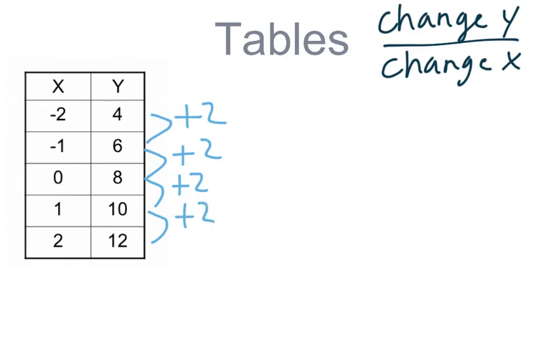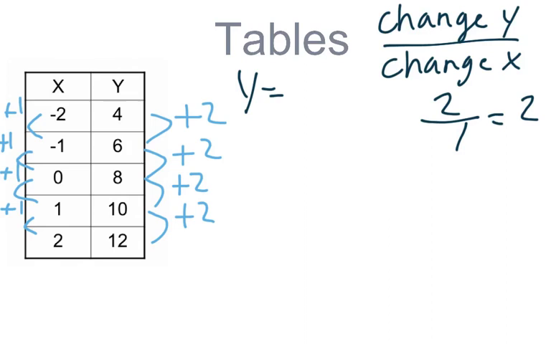Now we're going to do the same thing for our x. Negative 2 to negative 1, we're going to add 1. Negative 1 to 0, we're going to add 1. 0 to 1, add 1. And you guessed it, from 1 to 2, we're going to add 1. So if we plug this in for our m, our change in y was 2, and our change in x was 1, which means our slope for this one is going to be 2. So if I have my equation, y equals mx plus b, we've just found our m, which is 2.